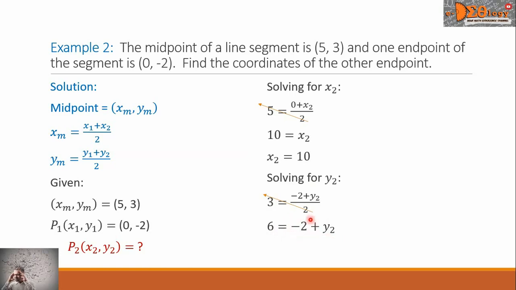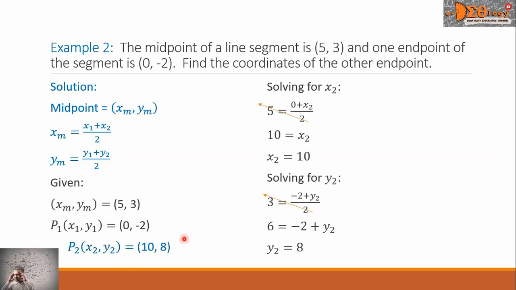The constant negative 2 we're going to transpose on the left side. Of course, the sign must be changed. From negative, it becomes positive 2. So we have now 6 plus 2 equals y sub 2. And this is 8 equals y sub 2. Or we may write y sub 2 equals 8. It means to say the coordinates for P sub 2 is 10, 8.